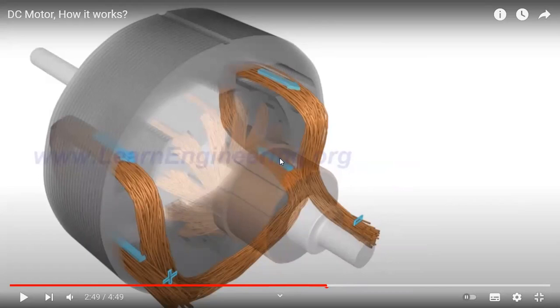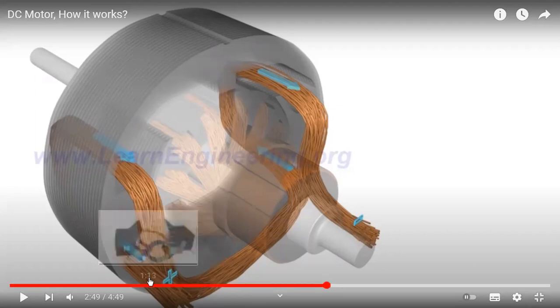But in a large DC motor, which is used in industries or factories, we use an electromagnet in the field of the DC motor. You can clearly see this is the field winding of the DC motor, and there are two ways we connect the field of the DC motor. One is series, one is parallel with the rotor winding.